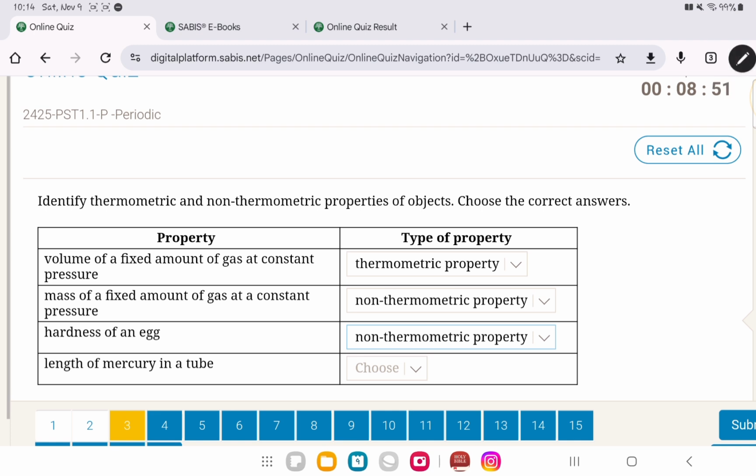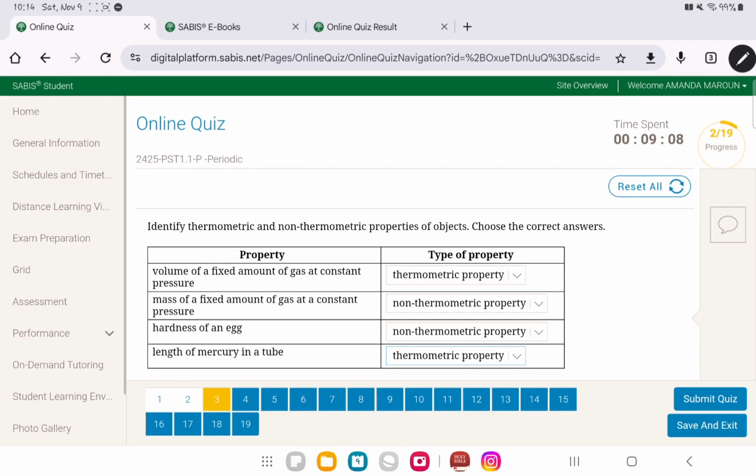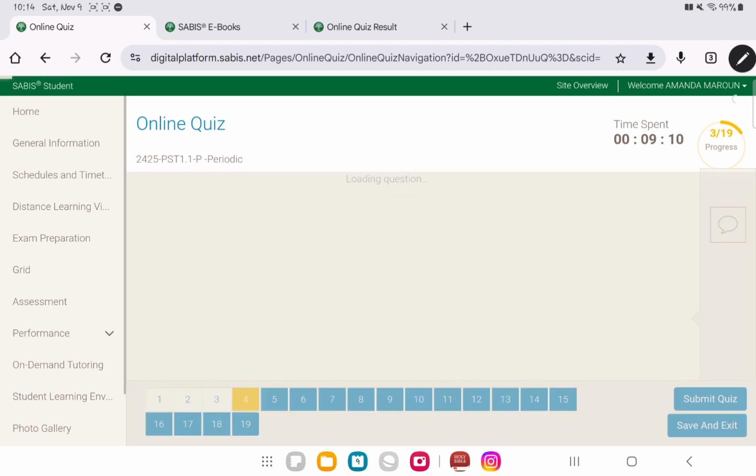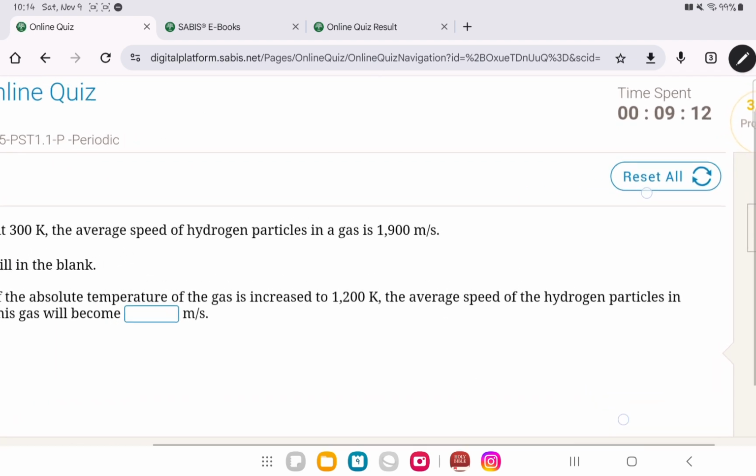Now the length of mercury in a tube. The length of mercury, as you increase the temperature, it's gonna increase, but as you decrease the temperature, it's also gonna decrease. So it is a thermometric property. Now we move on to question number 4. Okay, this one is nice.